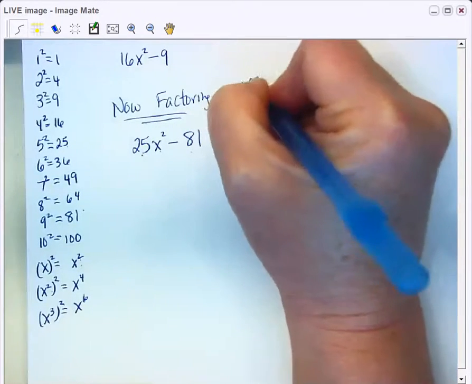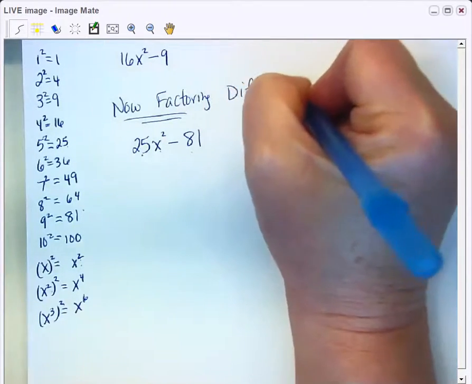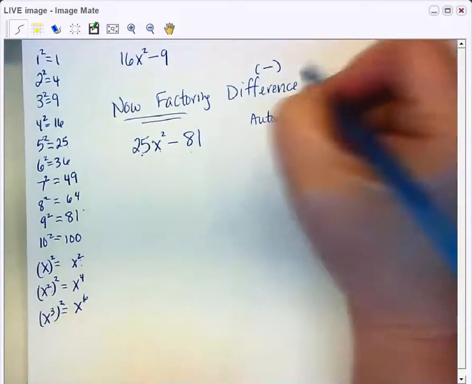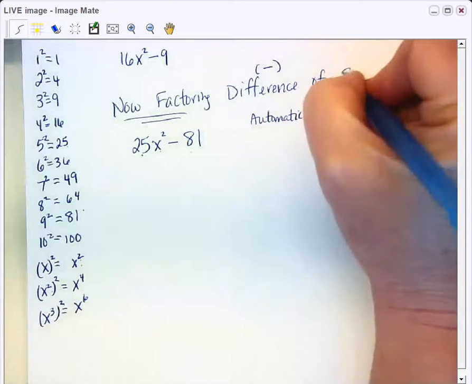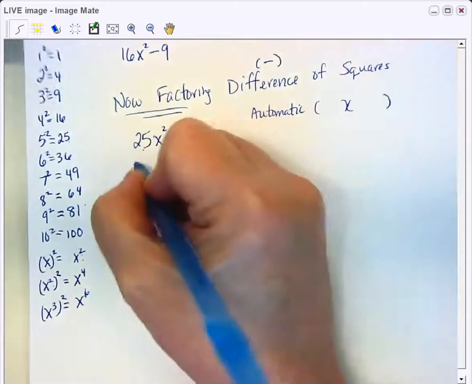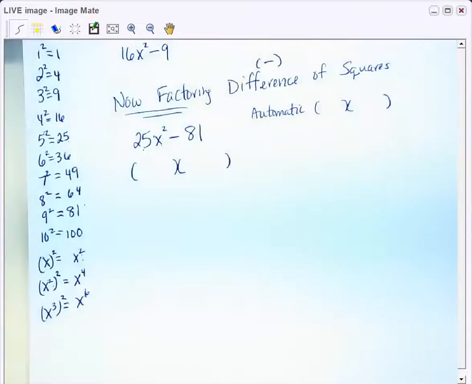Difference means minus. It has to be a minus or it won't work. Of squares. Okay, so automatic double parentheses.